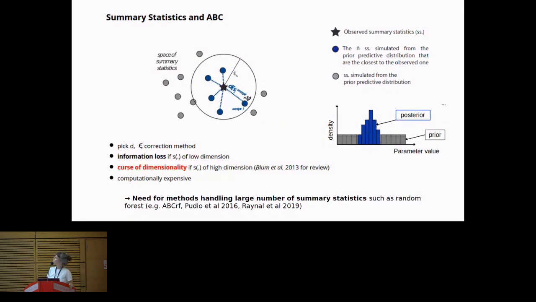Okay? The issue with that is that you need to specify a set of statistics, but you also need to define a distance measure and a tolerance rate on how many simulations you keep. If you don't keep enough summary statistics, then you will lose information that is in your original dataset. If you use too many summary statistics, then you're in the curse of dimensionality world, which means that it's going to be hard to simulate data that are close enough to the real one.